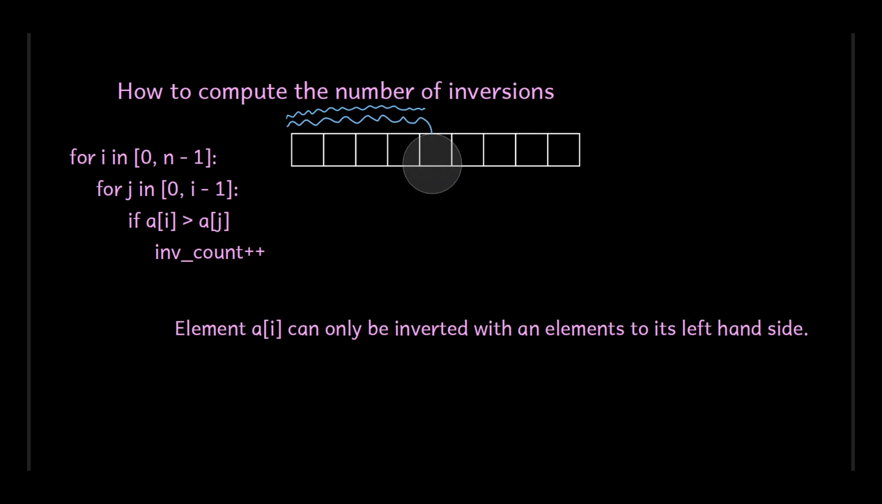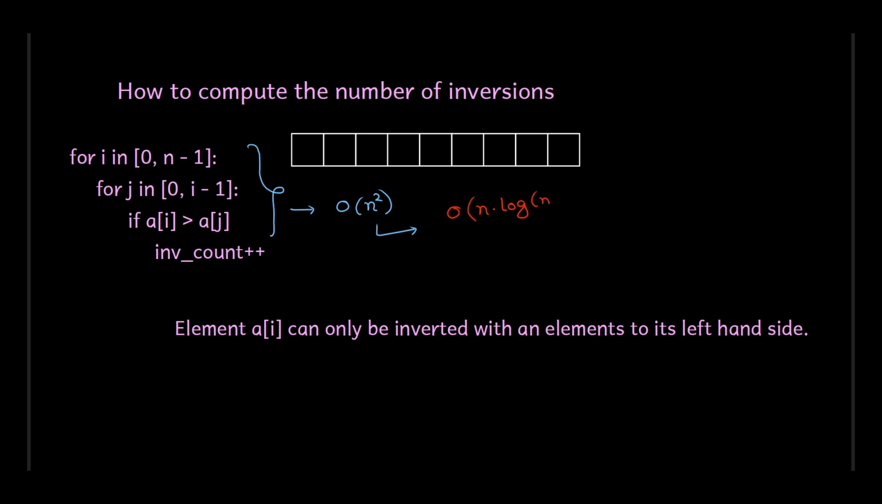So with that said, let's look at this code. The time complexity of this code is O of n square, right? Because we are iterating every pair. Now, it is actually possible to optimize it to O of n log n using divide and conquer.